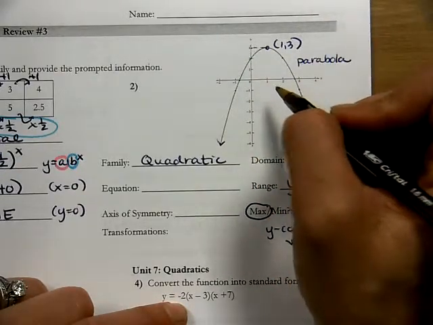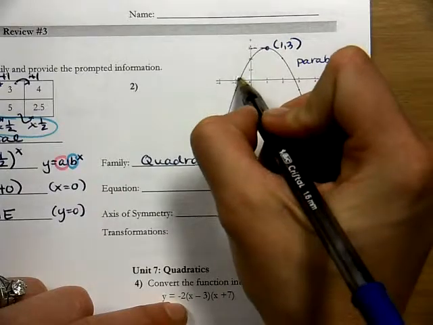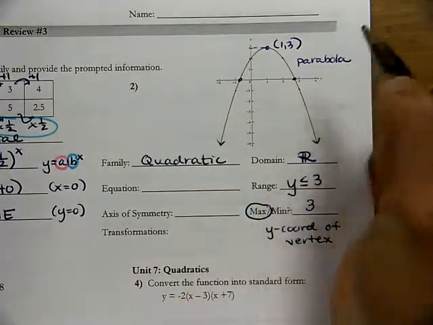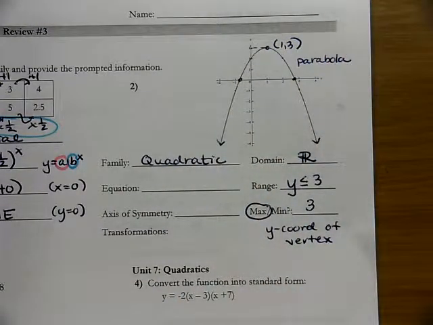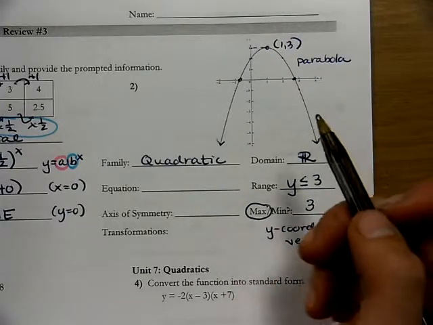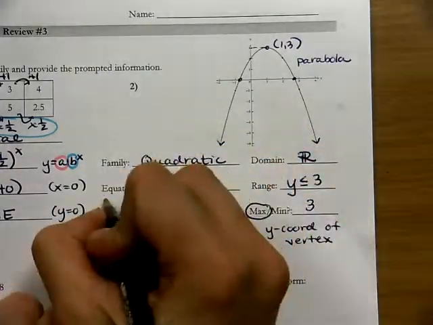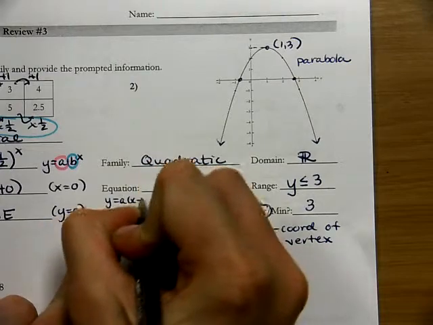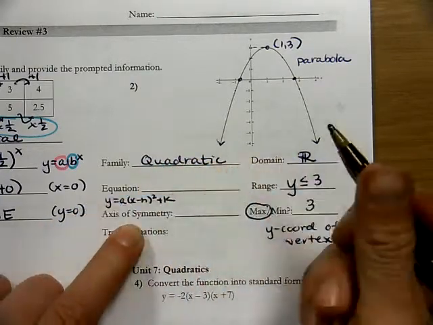To write it in intercept form, I need to find the intercepts. When you look at this, the x-intercepts aren't exactly an integer, so I'm not going to do intercept form. I'm going to stick with vertex form. So vertex form here: y equals a times (x minus h) squared plus k.